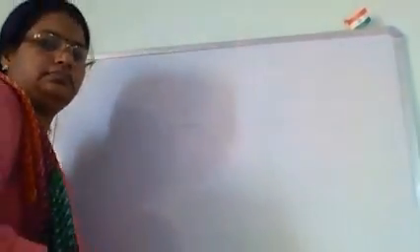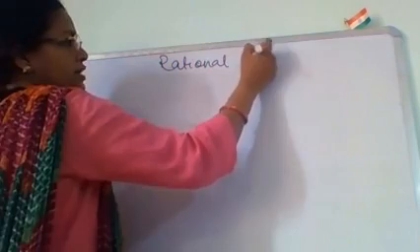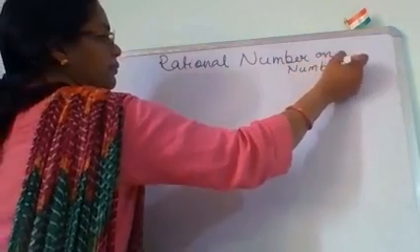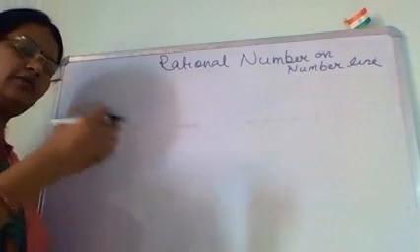In the previous topic, what we have done is rational numbers. We started rational numbers in the last video, and in continuation of that we will be continuing today's class, students. In the last class, I discussed what a rational number is. Today's topic is rational numbers on the number line. How will we show a rational number on the number line? Before that, I want to go through what I did in the previous video.